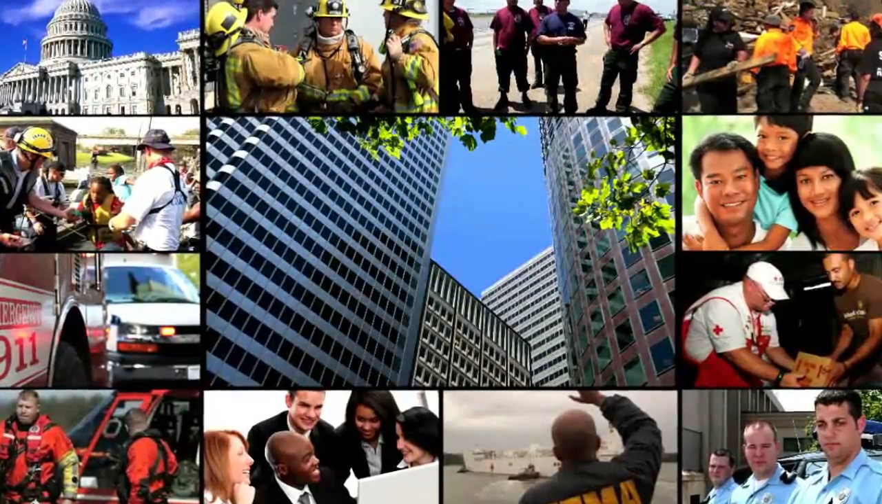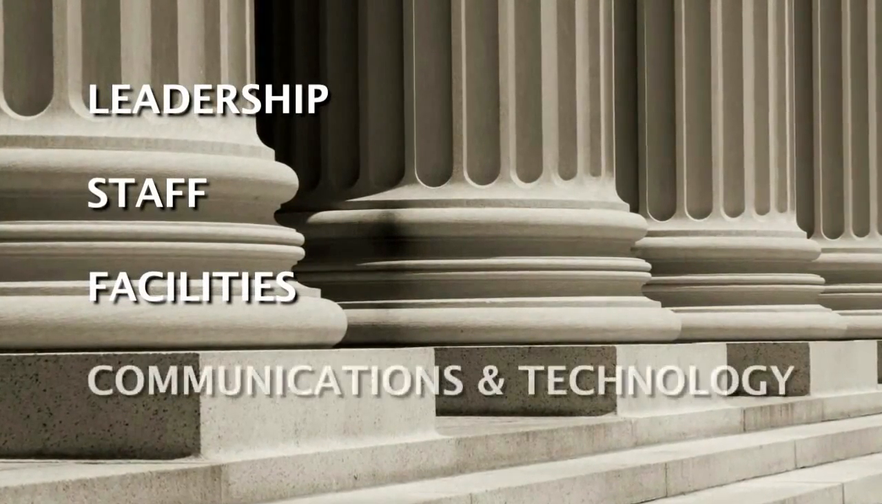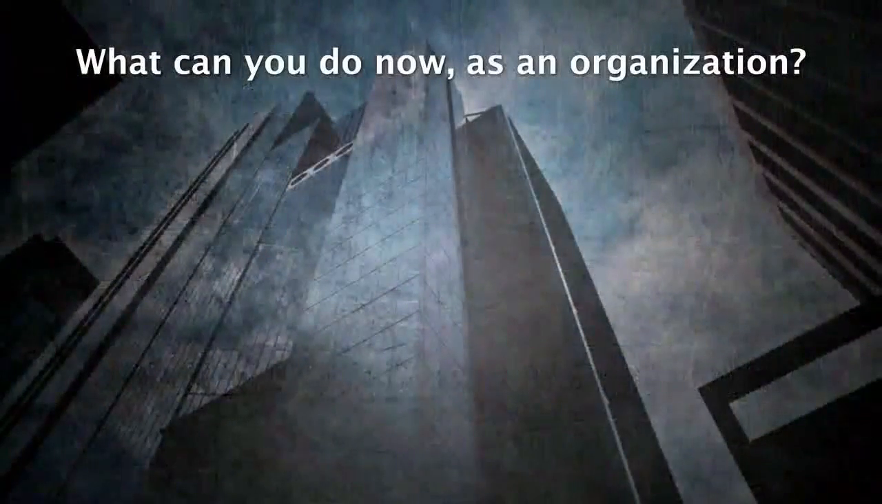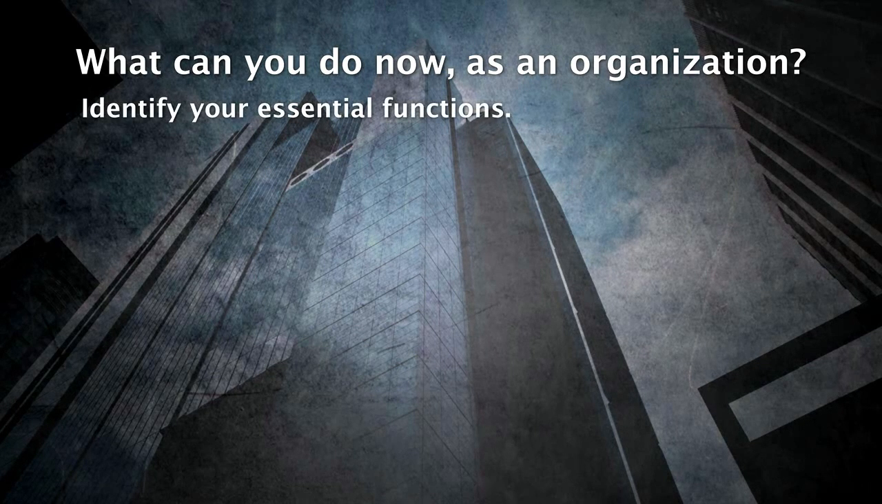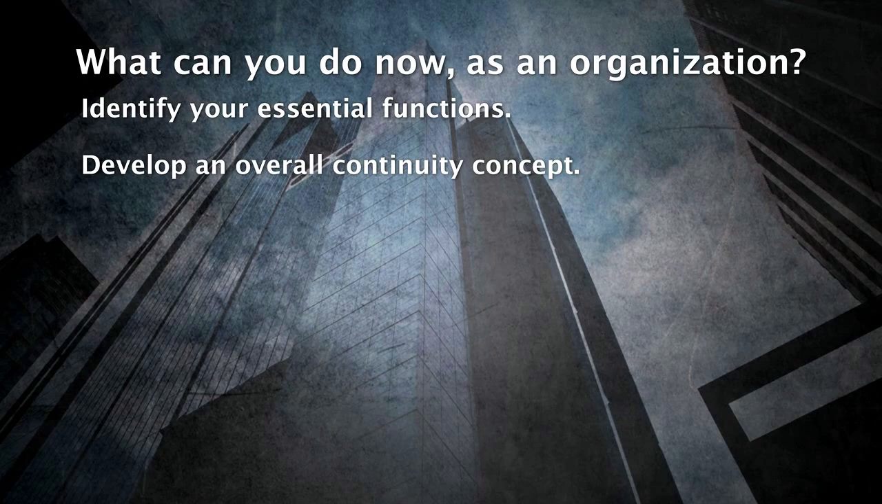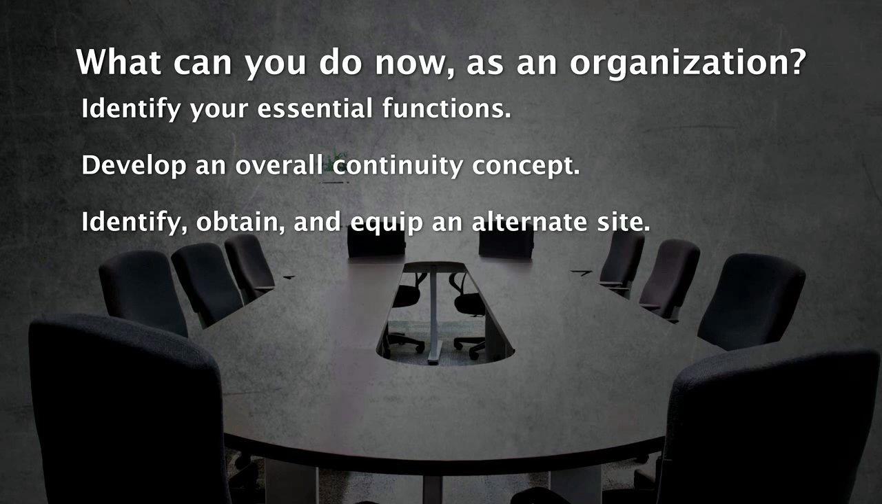To recap what we have discussed during this video, continuity programs exist to ensure the delivery of your organization's essential functions, and do so by accounting for the maintenance and preservation of continuity through leadership, staff, facilities, and communications and technology. So what can you do now, prior to any incidents, to make the continuity process easier? As an organization, identify your essential functions. What resources are required to accomplish them? Develop an overall concept for how your organization will continue those functions. Identify, obtain, and equip an alternate site that can accommodate the personnel and equipment necessary to perform those essential functions.